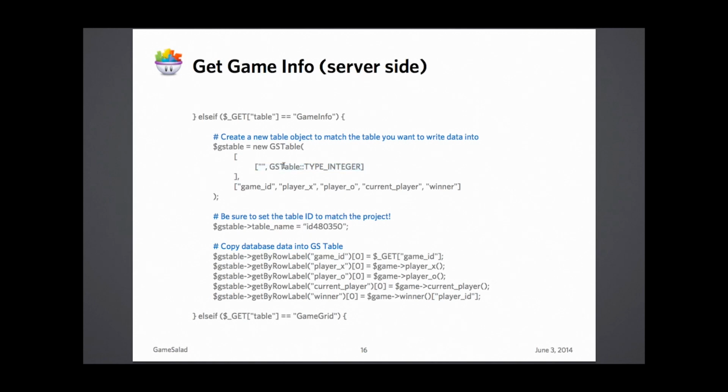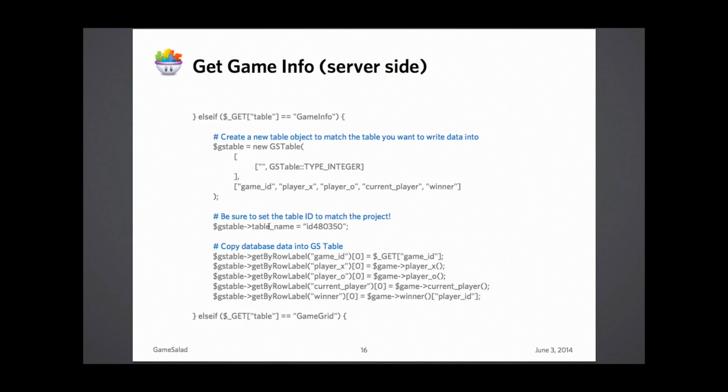So the idea is you want it to be an integer, and then each row we want a game ID, player ID, or 2 player IDs, current player, and a winner row. So this represents all the rows. So it's columns, then rows.